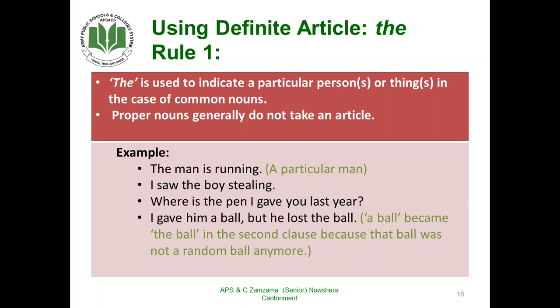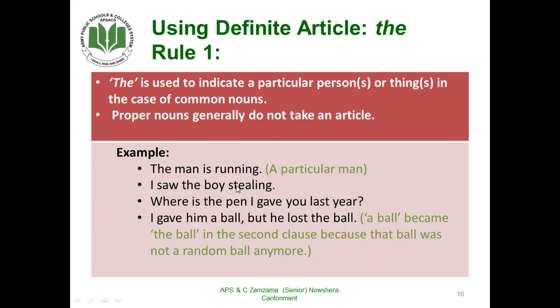Now come towards the definite articles. How do we use definite articles? That is rule number one. Definite articles, as we have discussed, are "the". "The" is used to indicate a particular person or thing, or things in the case of common nouns. Here we are not bound to singular or plural nouns; we can use it with both. And here too, proper nouns generally do not take an article.